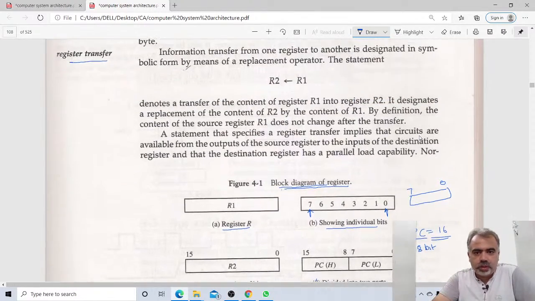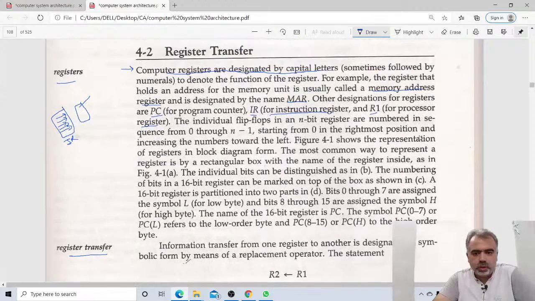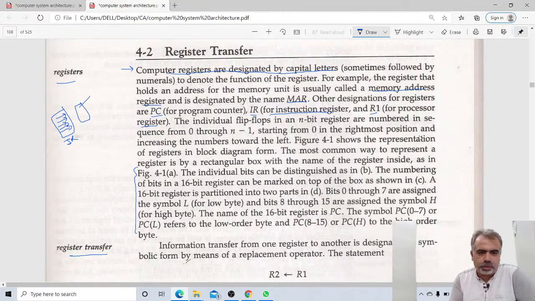If you want to read about the theory of this book, the diagrams are not correlated with the text. That is why students lose their interest. You have to read figure 4.1, which is given at the bottom. This is a very important figure 4.1. Maybe it will be asked to you: what are the different ways of representing a register. So this is again very important.